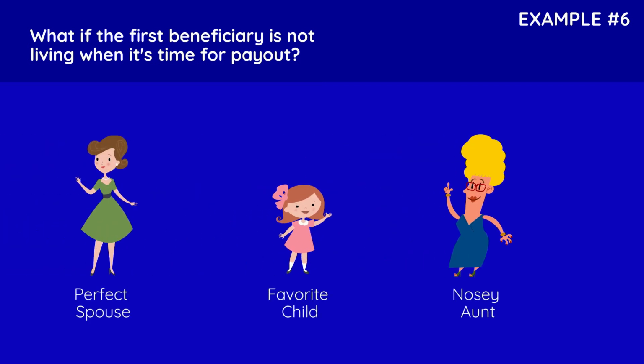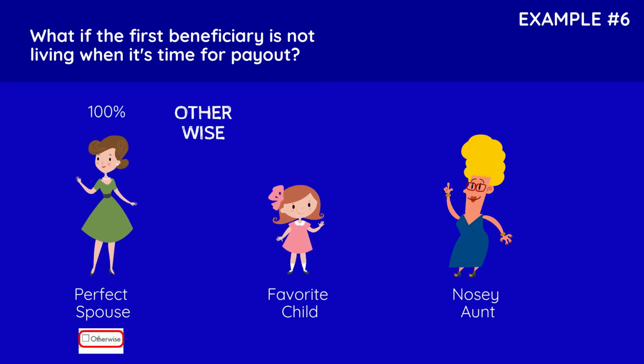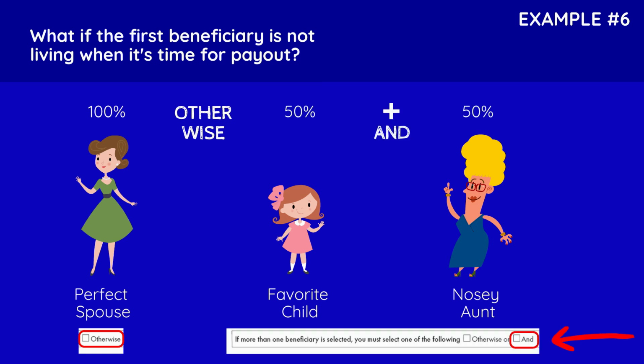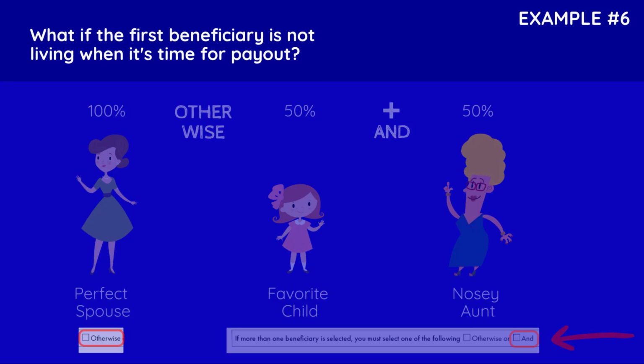What if the first beneficiary is not living when it's time for payout? You can have the second and third beneficiaries share the amount equally, but only if the first beneficiary is not living when it's time to receive the benefits. In this example, perfect spouse gets 100% with the Otherwise box checked off. Favorite child and nosy aunt will be assigned 50% each with the And box checked off.